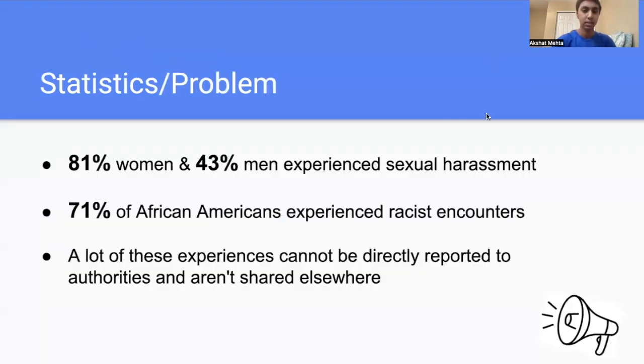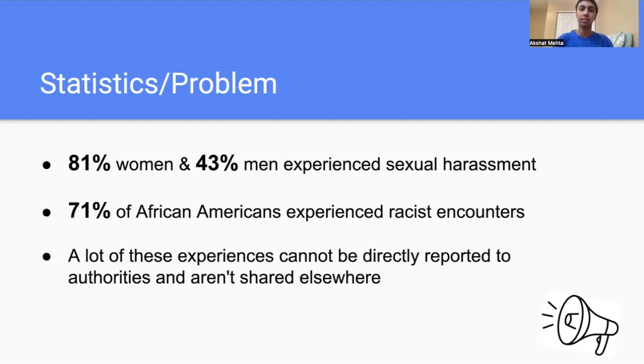All right, so before we start out, I want to talk about some problems and statistics. 81% of women and 43% of men have experienced sexual harassment. 71% of African Americans experience racist encounters, and a lot of these experiences and social injustice often goes unreported to authorities and to the police because, quite frankly, they aren't technically crimes. And they don't really have that many other platforms or means to share these experiences and social injustice encounters.